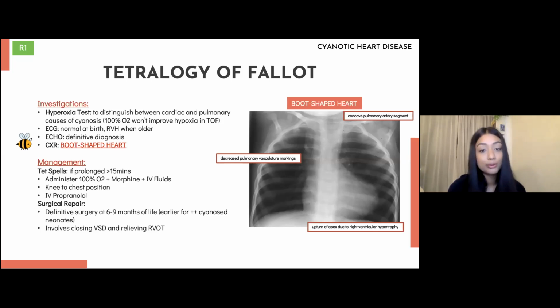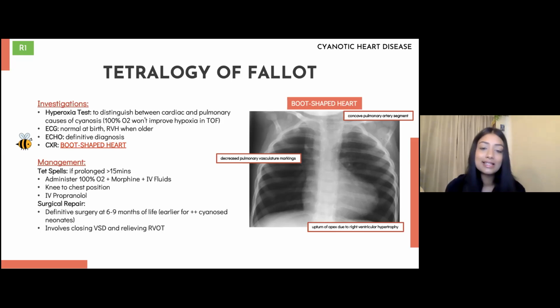But if the oxygen improves, it is not cyanotic heart disease, it's likely a pulmonary cause of the hypoxia, because it could be corrected with oxygen. So these babies won't be able to, their hypoxia won't be corrected once they've been given oxygen. ECG and echoes can also be useful. ECGs can show right axis deviation and right ventricular hypertrophy.